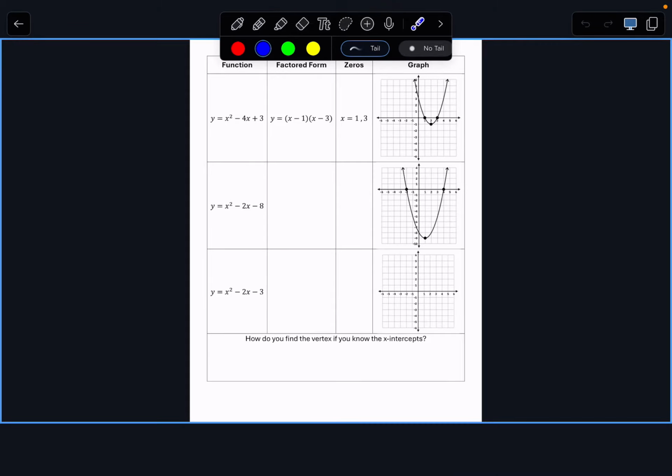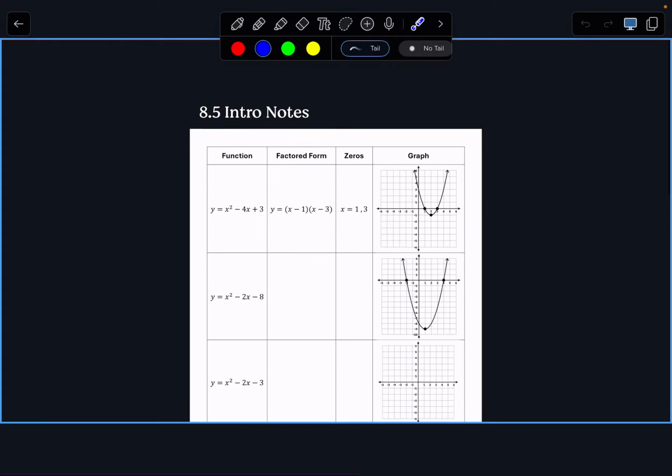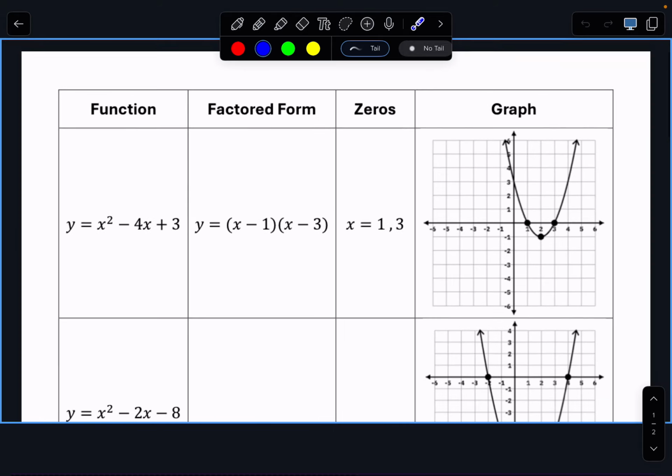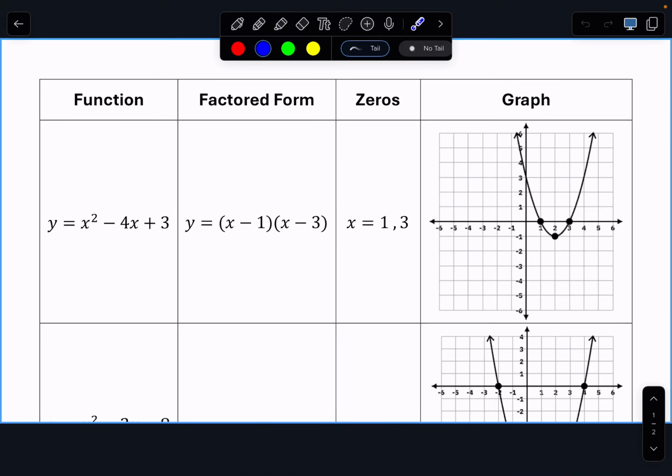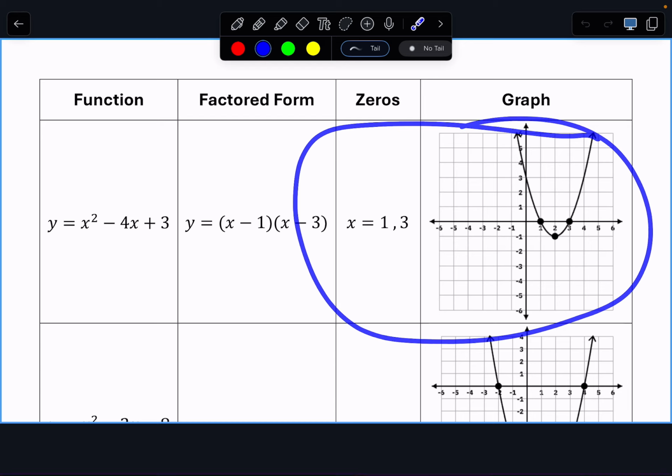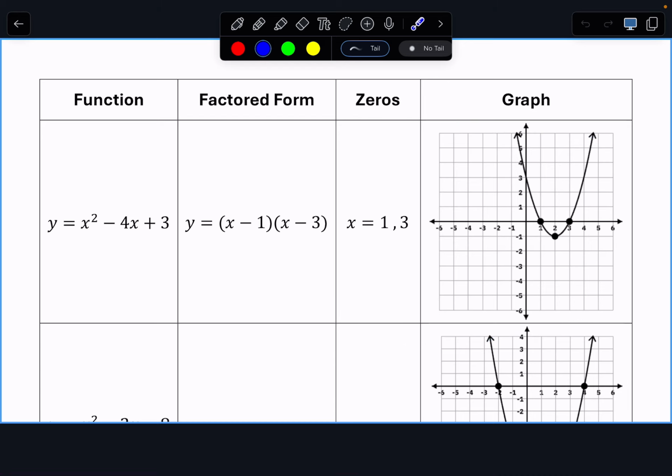All right. I want to talk about this together. Can you tell me anything that you noticed right away in this graph up here? Did you look at it?